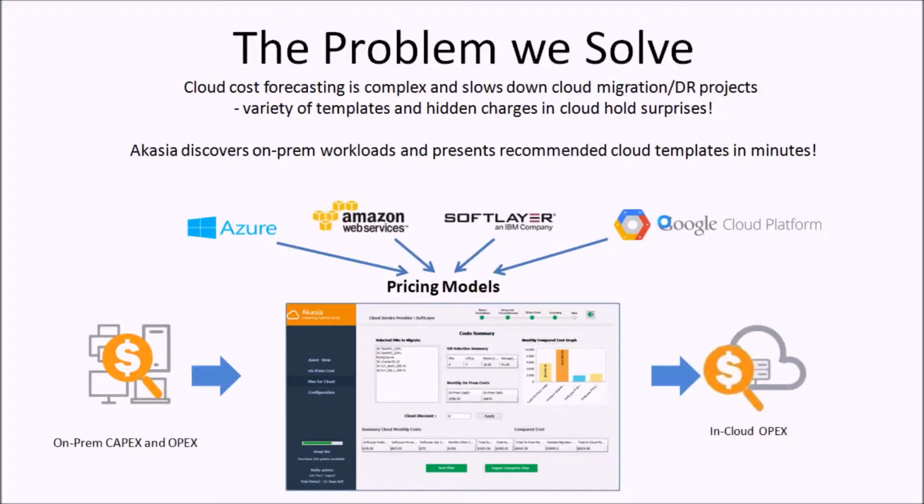Cloud cost forecasting is complex and therefore slows down any cloud migration or DR projects. This is because in the cloud, there's a variety of templates and several hidden charges that can often hold surprises. The way we solve the problem at Akasia is that we discover the on-prem workloads, their characteristics as well as usage, and then present recommended cloud templates in just minutes.